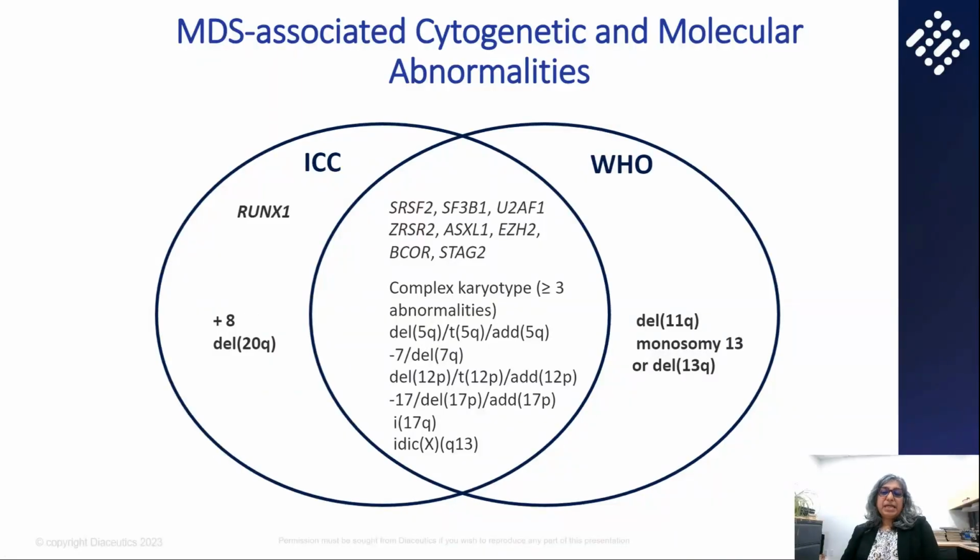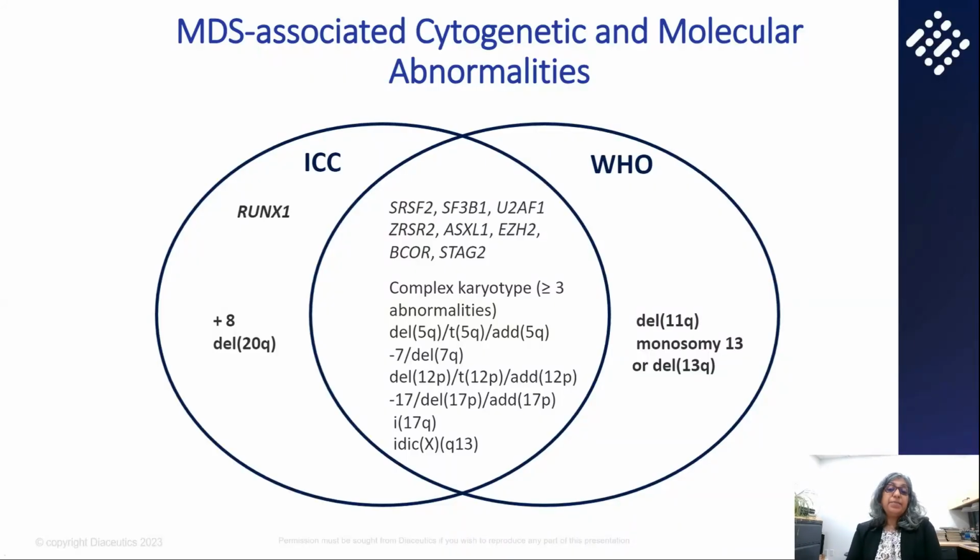So when we look at the MDS-associated cytogenetic and molecular abnormalities in the two classifications, they are largely similar. The molecular abnormalities that are included in both ICC and WHO are similar, except ICC also includes mutations in RUNX1, which WHO doesn't. When we look at the cytogenetic abnormalities, again, they are largely similar with minor differences.